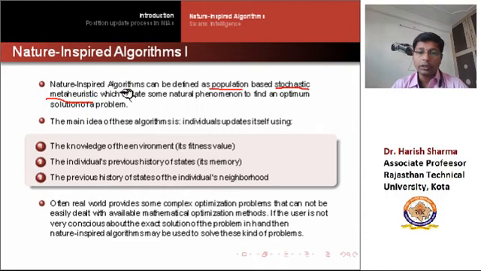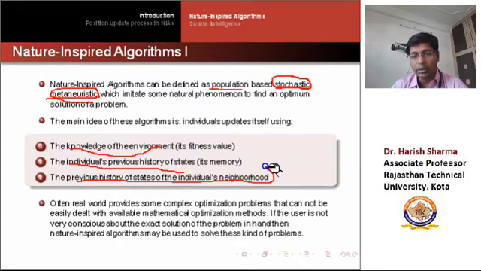These algorithms are also considered stochastic metaheuristics. Here stochastic means these algorithms use previous intelligence plus a random component, and these are generalized algorithms. So the next step of the individual is decided by the environment knowledge, by the individual's previous history of states, and the previous history of the states of the individual's neighborhood. It means they learn from the society.